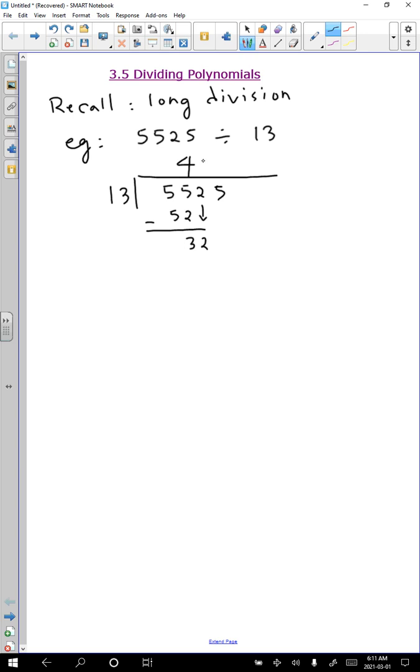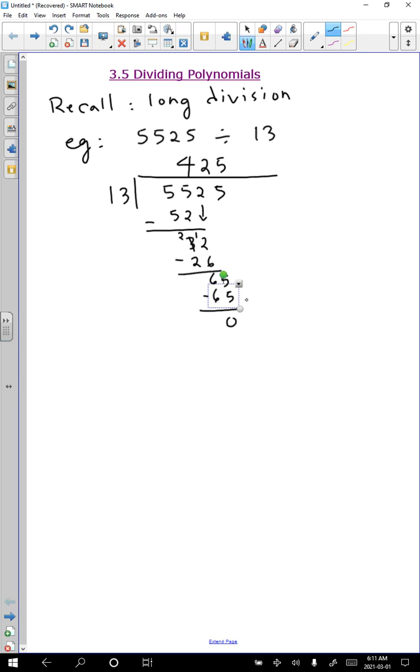13 goes into 32 2 times. 13 twos are 26. You subtract. 12 minus 6 is 6. Then you bring down the 5. 13 goes into 65 5 times. 13 fives are 65. You subtract, and you get the answer as 0.